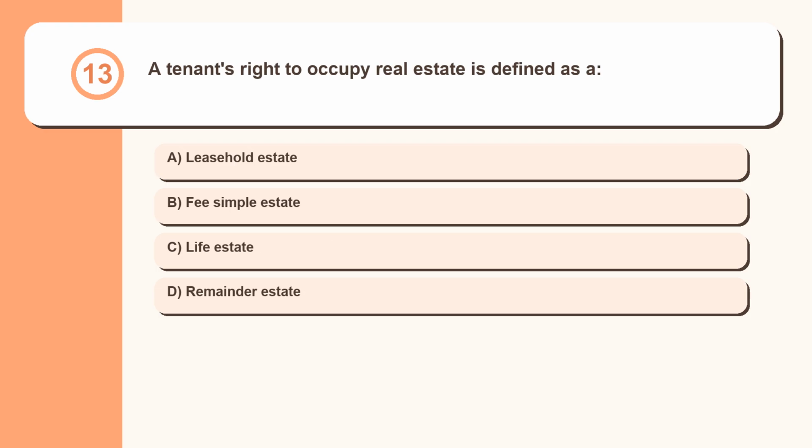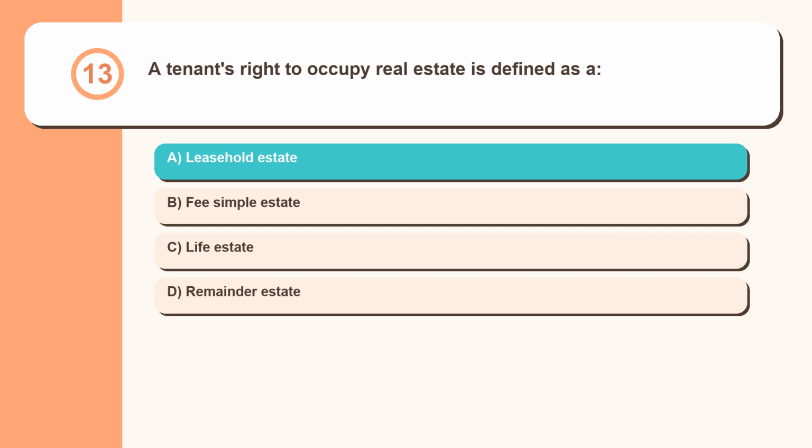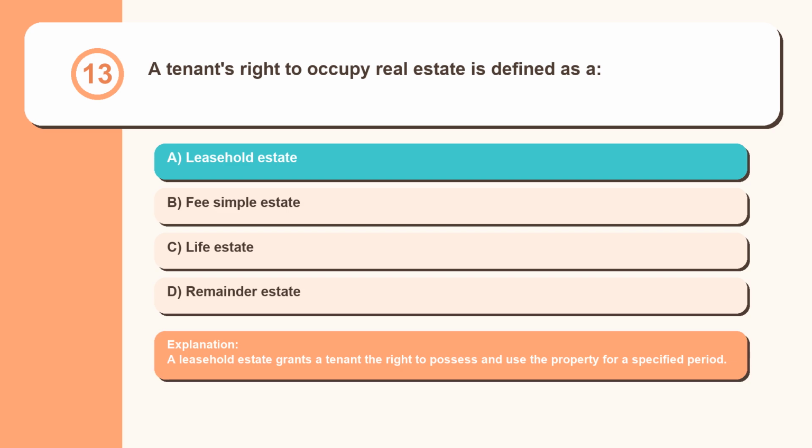Question 13. A tenant's right to occupy real estate is defined as a leasehold estate, fee simple estate, life estate, remainder estate. A leasehold estate grants a tenant the right to possess and use the property for a specified period.